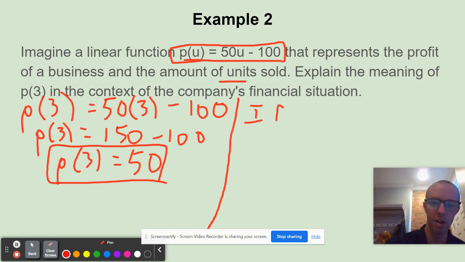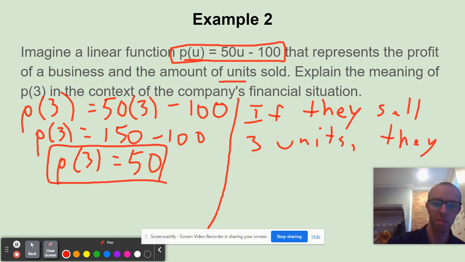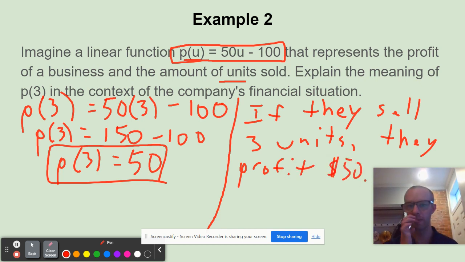If they sell 3 units, input the 3, they profit $50. All right, that's the meaning in this situation.